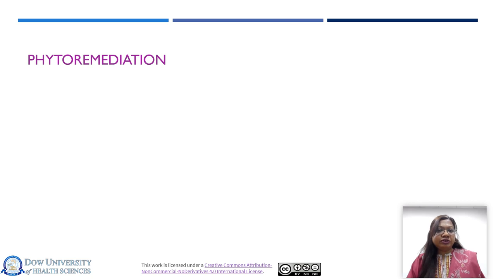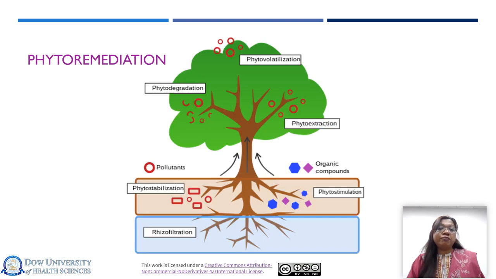Next is the phytoremediation. Phytoremediation involves the use of plants to remove or degrade pollutants from the environment. Plants can absorb and break down pollutants through their roots, or they can enhance the growth of beneficial microorganisms in the soil. Several classification schemes were found relating to the types of phytoremediation. The first one is phytovolatilization. It involves the uptake of contaminants by plant roots and its conversion to a gaseous state and release into the atmosphere. This process is driven by the evapotranspiration of plants.